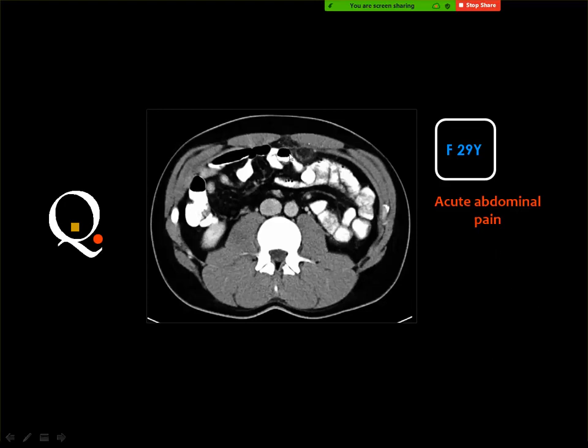And this is appendicitis. Yes, very good. This is epiploic appendicitis, and you see enhancement or thickening of the parietal peritoneum with the fat within the appendices epiploicae. Very good.